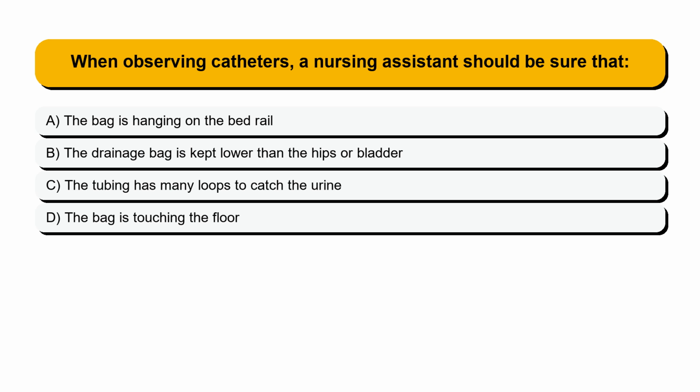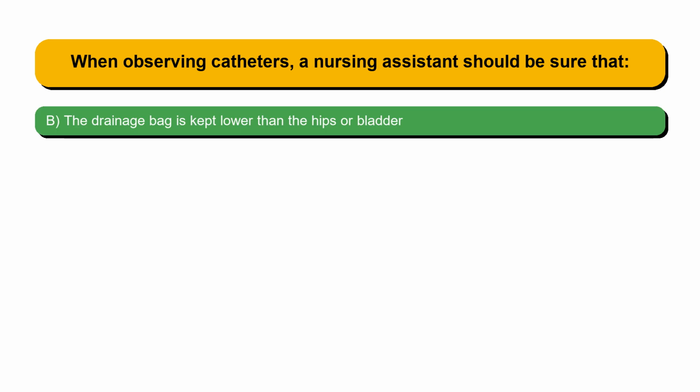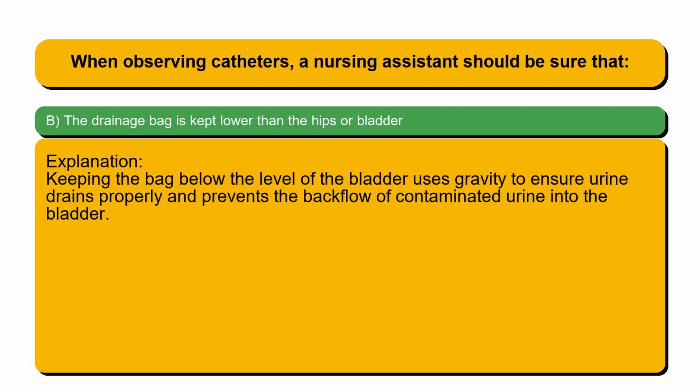Question 97. When observing catheters, a nursing assistant should be sure that option A, the bag is hanging on the bed rail. Option B, the drainage bag is kept lower than the hips or bladder. Option C, the tubing has many loops to catch the urine. Option D, the bag is touching the floor. The correct answer is option B, the drainage bag is kept lower than the hips or bladder. Keeping the bag below the level of the bladder uses gravity to ensure urine drains properly and prevents the backflow of contaminated urine into the bladder.